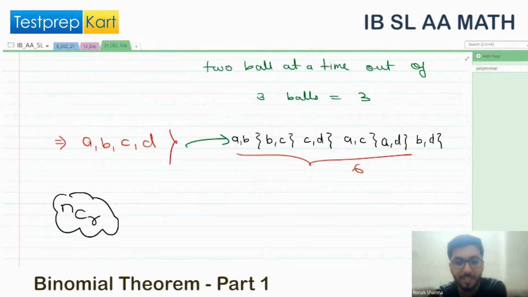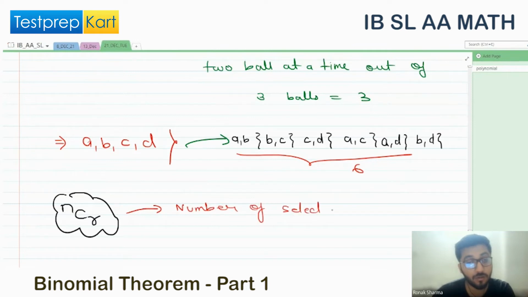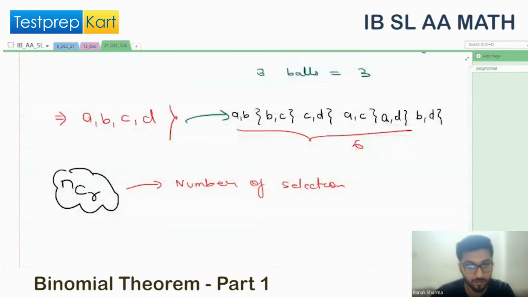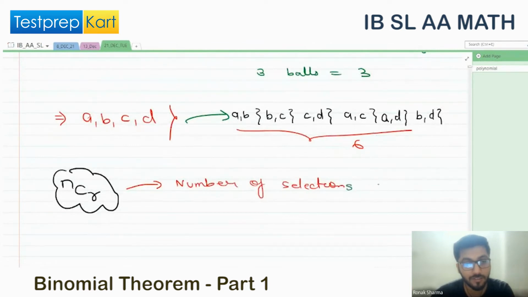Now in nCr, whatever the value, you know that nCr will be some particular numerical value, like 12, 600. So nCr is nothing but it gives us the number of selections that we have been counting manually.